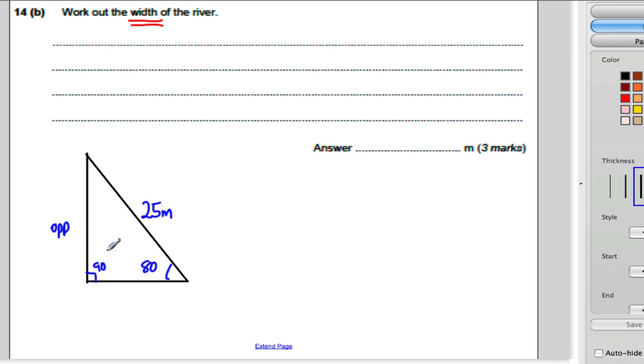So what formula links the opposite, the angle and the hypotenuse? Well, sine does. So we know that sine of the angle 80 must be equal to the opposite, which we don't know, divided by 25. So rearranging that, what is the opposite equal to? Well, I times by 25 is 25 times sine 80. And when you do that, you get the answer 24.6 meters.